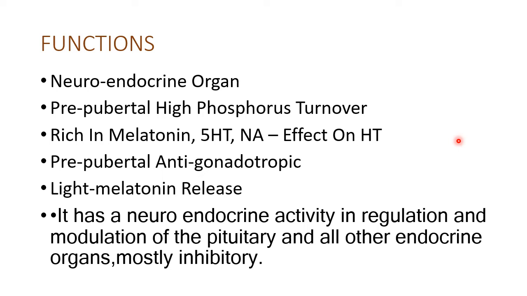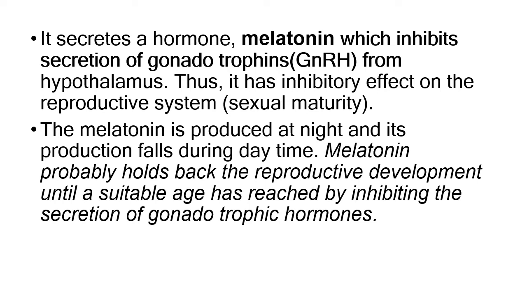The other thing is light-regulated melatonin release. And it has neuroendocrine activity in regulation and modulation of the pituitary and all the endocrine organs, mostly inhibitory in action. So it secretes a hormone called melatonin, which inhibits secretion of gonadotropins from the hypothalamus. Thus, it has an inhibitory effect on the reproductive system. So regarding sexual maturity, before the teenage years, why do our genitals not function? Because of this pineal gland secreting the hormone melatonin. This melatonin is produced at night, and its production falls during daytime. So melatonin probably holds back reproductive development until a suitable age has been reached by inhibiting the secretion of gonadotropic hormones. So that is the function of the pineal body or pineal gland.